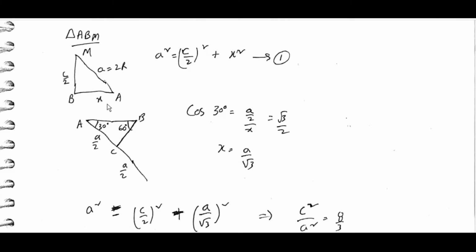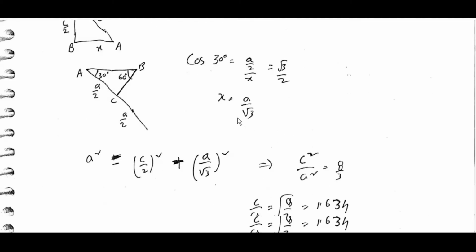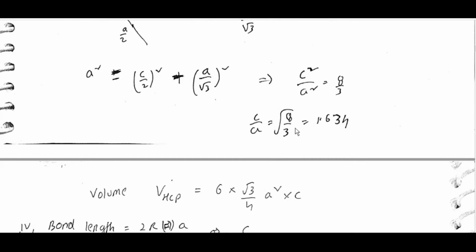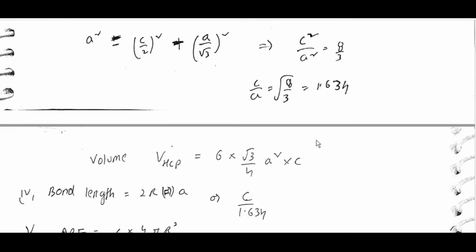c by 2, x, top, this x. a square is equal to (c/2) whole square plus x square. This is 30 degrees, this is 60 degrees. Cos 30 is equal to (a/2) by x, which is root 3 by 2, so x is equal to a by root 3. a square is equal to (c/2) whole square plus (a/root 3) whole square. c square by a square is equal to 8/3. c by a is equal to root 8/3, which is 1.634.